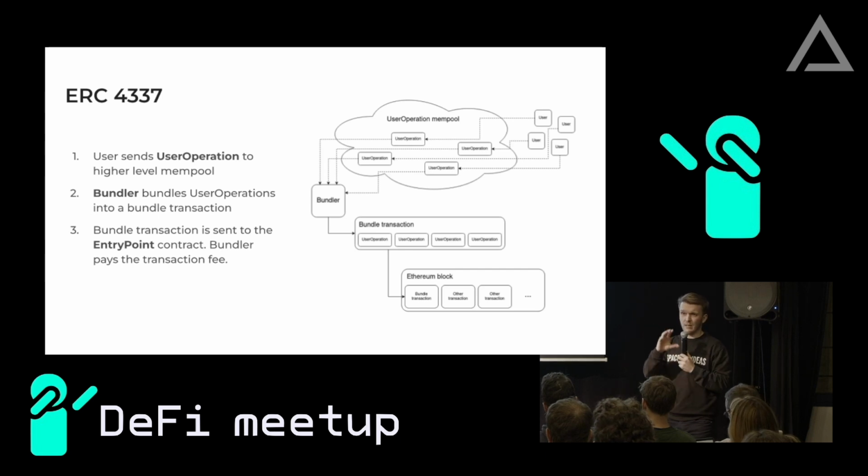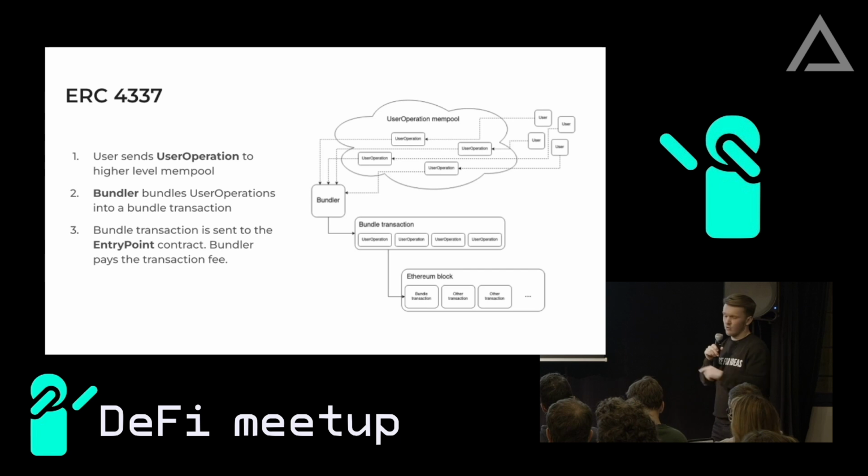Once the bundler bundles those transactions, they send it to the entry point contract, which is the one that was deployed last week. It's not owned by anyone, it's like a public good, and it's not upgradable. The bundler pays for the bundle of user operations. So this is how gasless transactions are going to be possible. Users don't need to pay for the gas in ETH. And that's pretty much it. So the bundler sends it to the entry point contract.